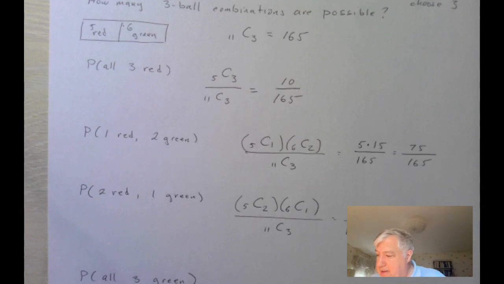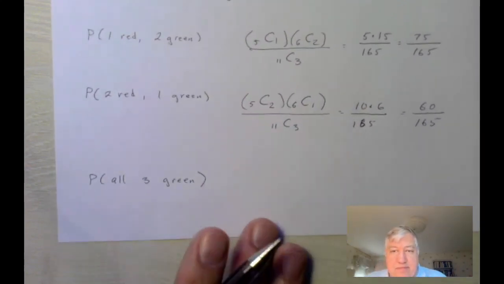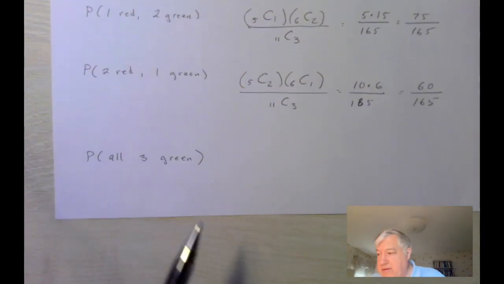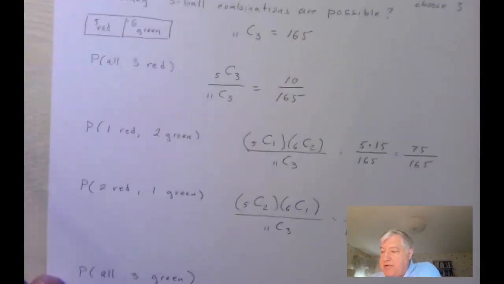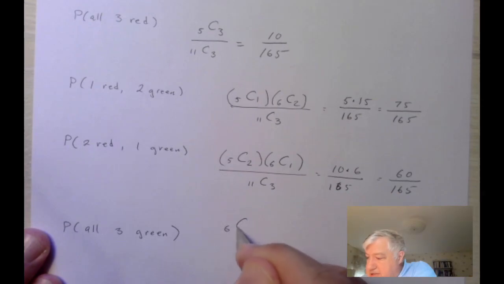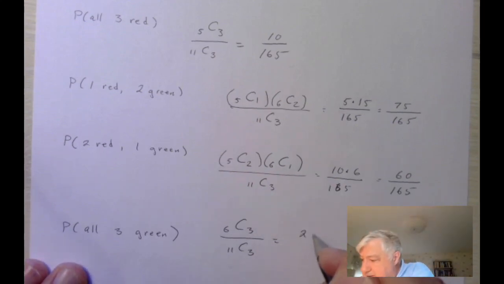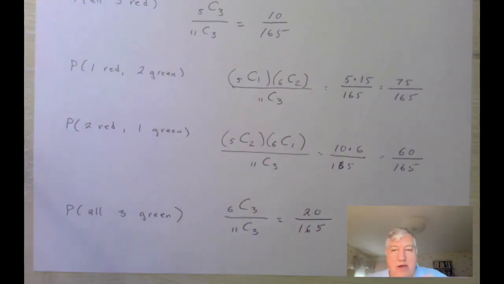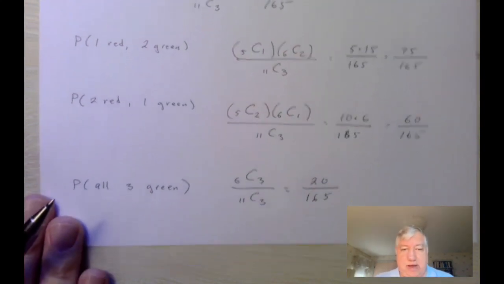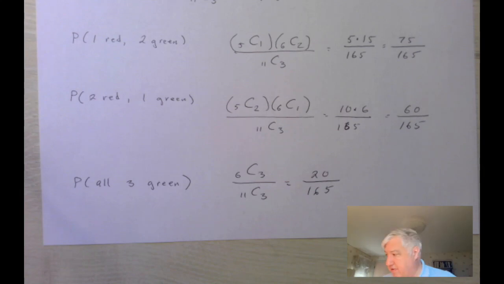Okay. And then finally, what would be the probability of all 3 green? If I asked you that, you'd pick all 3 balls from this set of 6. So this would be 6C3 divided by 11C3. That 6C3 is 20, so this would be 20 over 165. You can take out your calculators and find out what these are in decimals, but you don't have to. We won't go much further in terms of simplifying.